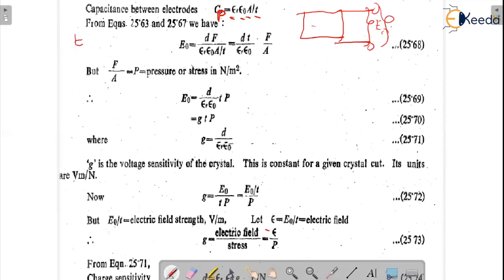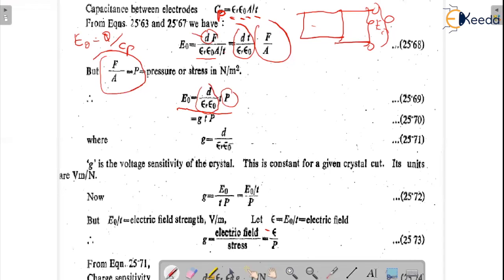Then substitute here E naught equal to Q by Cp. Therefore Q equal to D into F, and for Cp I have substituted the formula. Then from this, bring D and the other parameters like T outside, and the rest is F by A, which is nothing but pressure, in newton per meter square. Then substitute E naught equal to D by epsilon, with T written separately. F by A is nothing but pressure. Therefore, what is D by epsilon?